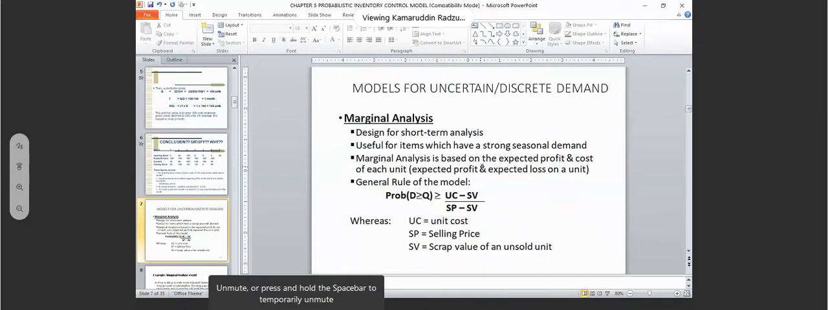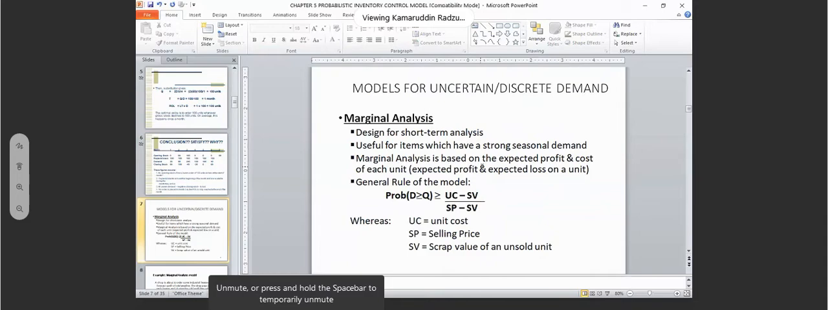There are numbers of model that discuss about the uncertainty that exists in the inventory management practice. So for the first model here, we have a marginal analysis, where the marginal analysis is designed for the short-term analysis, and is very useful for the item that have a strong seasonal demand.